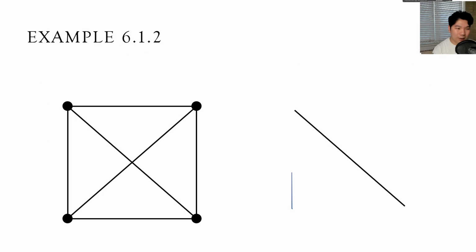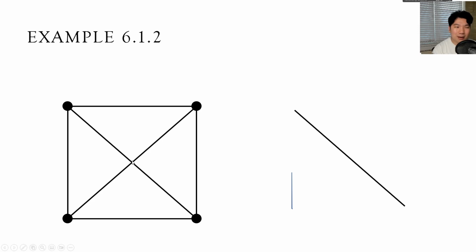This is my 4-clique, or you might call it that. This is my complete graph on 4 vertices. So I claim that this is a planar graph. Well, you might be looking at this and say, well, how is that possible? Because these two edges are crossing each other. And I agree. These two edges are crossing each other in the middle.